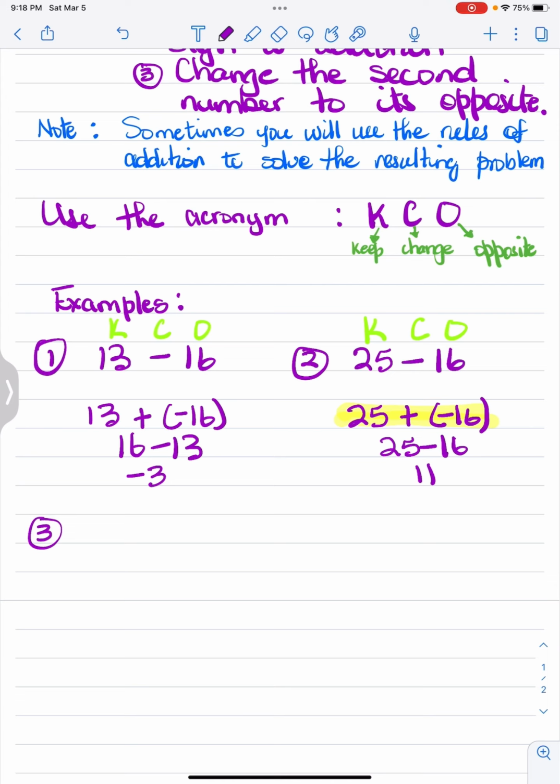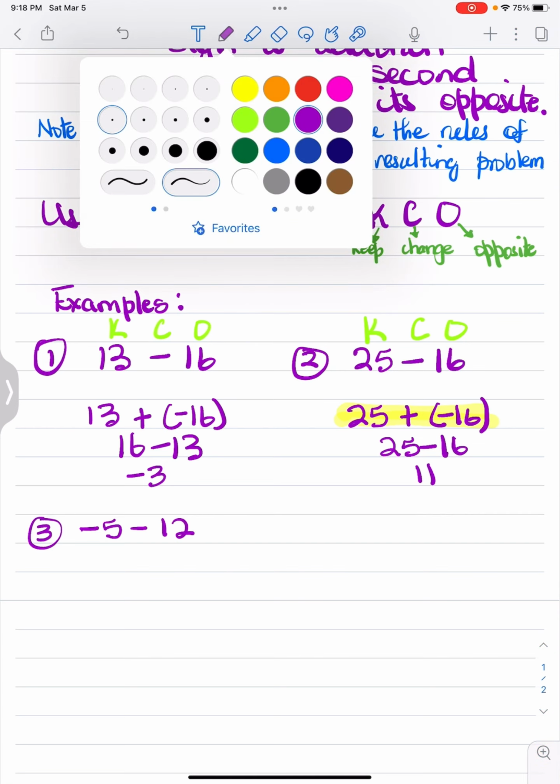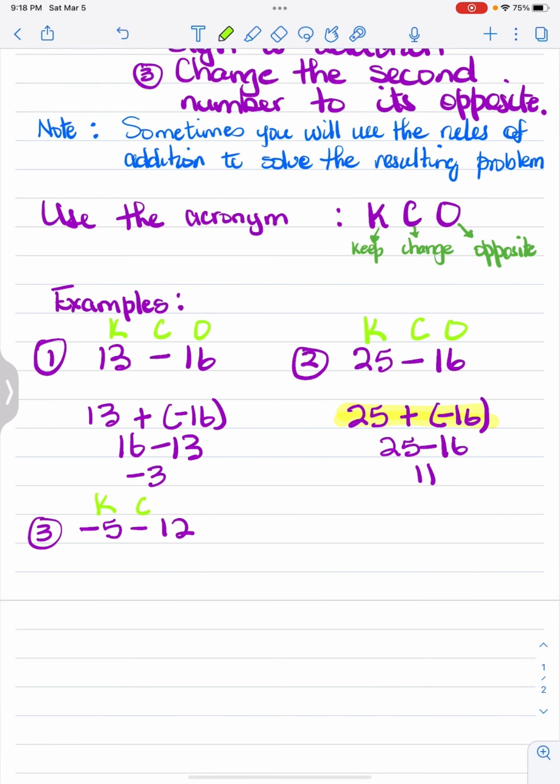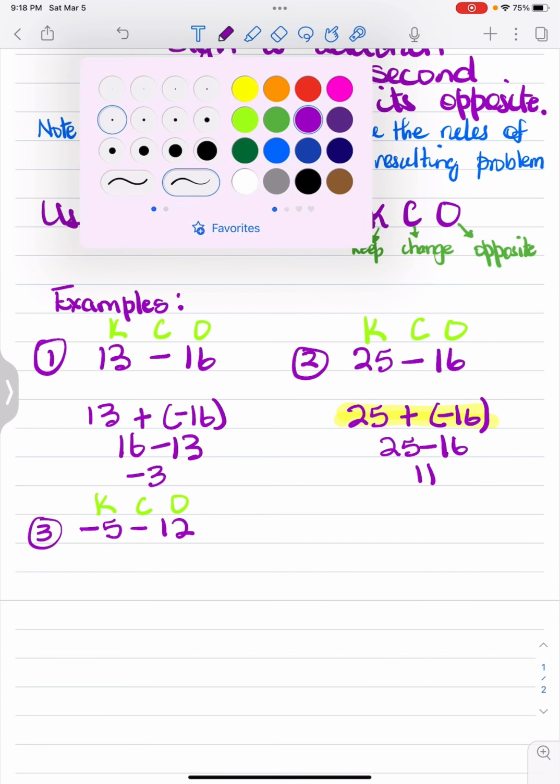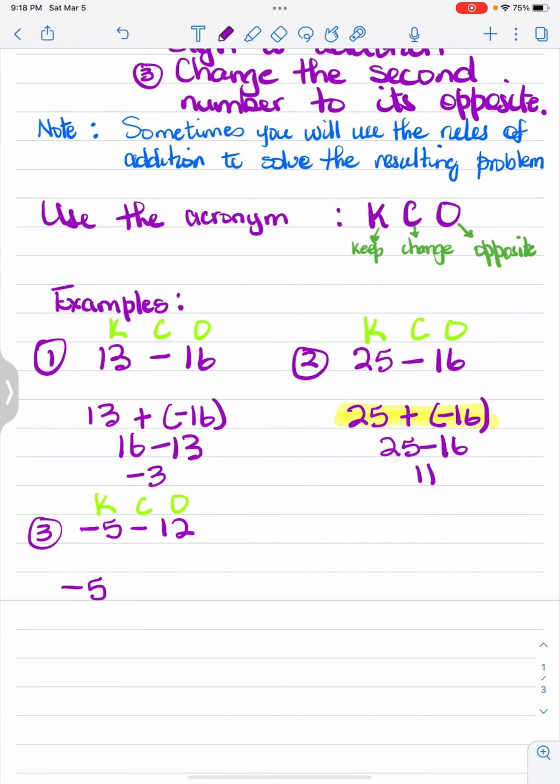Negative 5 minus 12. Again, follow the acronym KCO. Keep, change, opposite. Notice now that we have two negatives. Remember back from adding integers, when your signs are the same, you add and keep the sign. So that would be 5 plus 12, that is 17, add, keep the sign. My answer is negative 17.